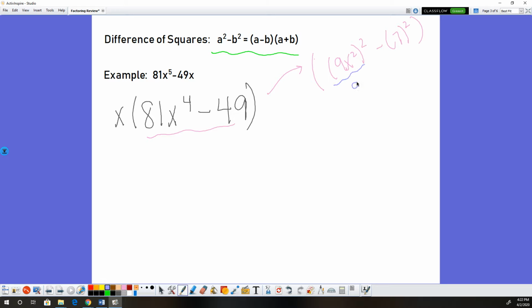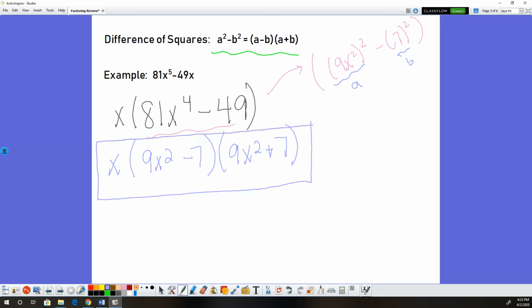So 9x squared is my A, 7 is my B. Okay, so x times a squared minus b squared, so it's just a minus b, a plus b. Well, my a is 9x squared minus my b is 7, times 9x squared plus 7. This is my final answer. Always look in parentheses to see if you can break that down and factor it a little bit more. This time you cannot, so that would be my final answer.